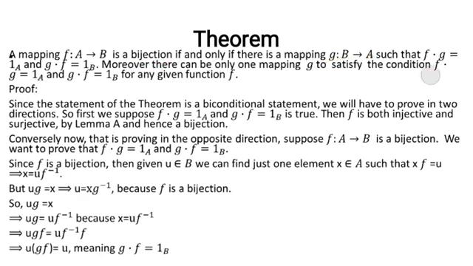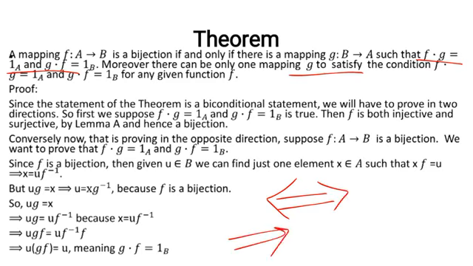Okay, so we have two parts to prove. First, we have to prove the part that says we have a bijection if and only if this condition is satisfied, and the other part says that there's just one g that will satisfy the mapping. So we have to prove the first part and then the second part. So let's prove the first part. For the first part, because we have an if and only if, it means we have this arrow. So we have to prove either this way first or this way first.